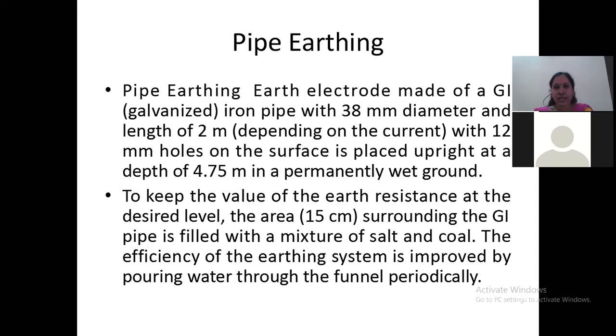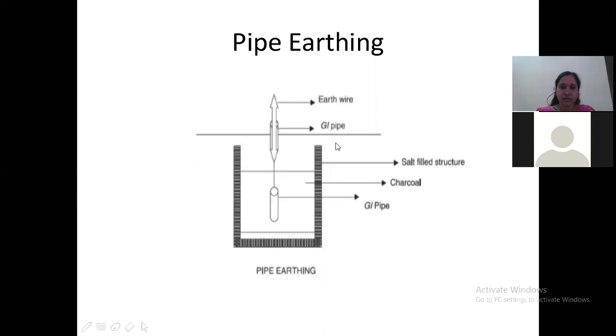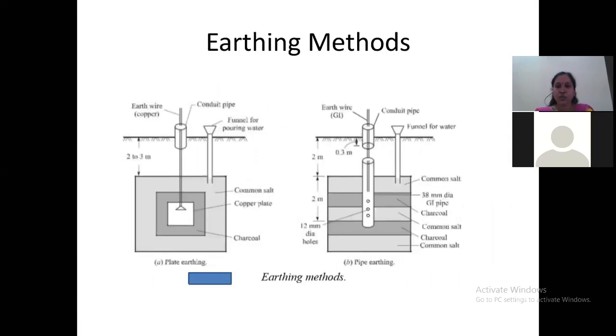This is placed upright at a depth of 4.75 meters, approximately 5 meters you can say, in permanently wet ground. It should be wet ground. The wire is pulled out from the GI pipe, and it is given to the grounding there. So these are the two earthing methods you can see: one is plate earthing and the other one is pipe earthing.